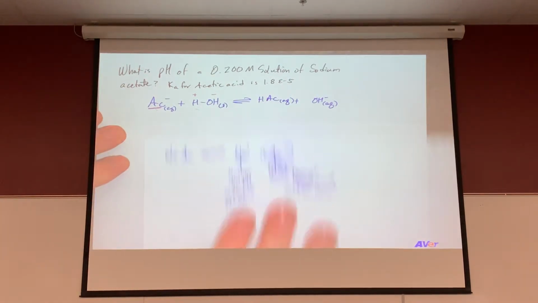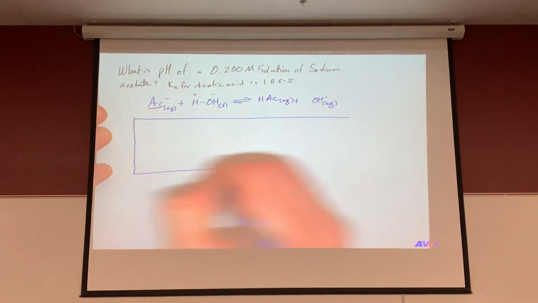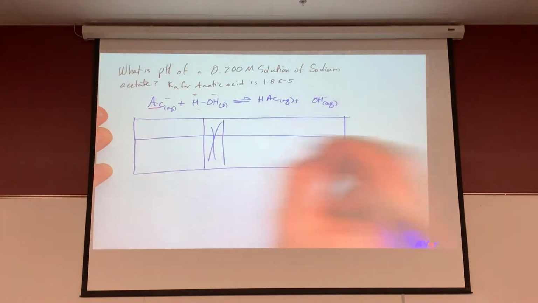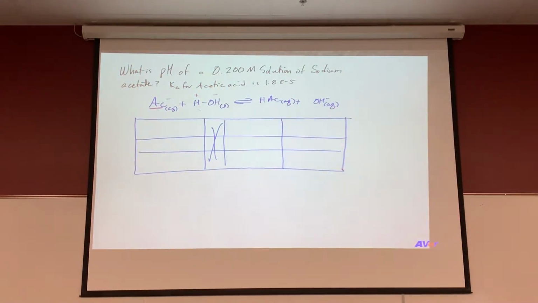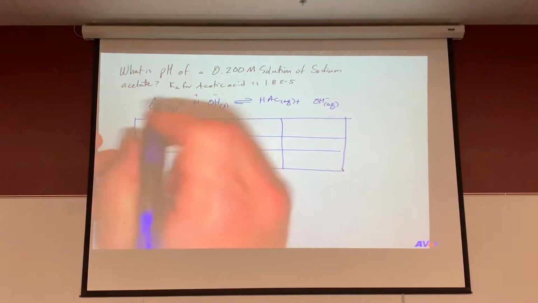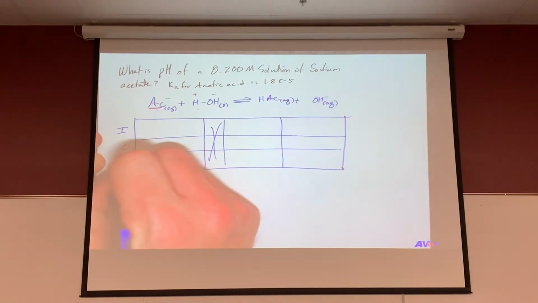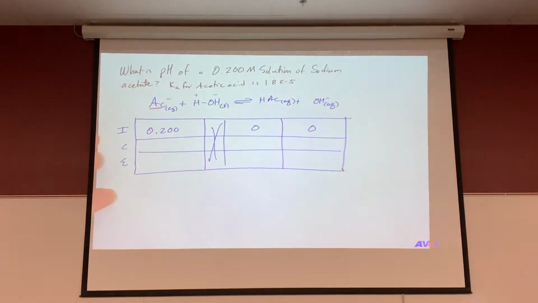Okay. The rest of this is an ICE box problem. But the first part you've got to figure out is how to make the reaction. And there's one more little step in here. So your question is, next, where's that 0.2 go? Under the acetate. Okay. So that's 0.200. This one's going to be 0, as is the hydroxide.